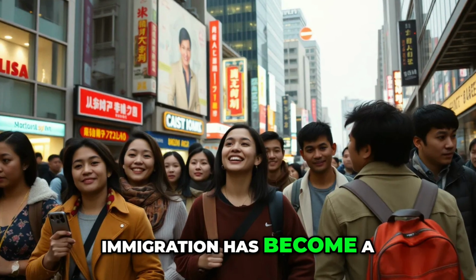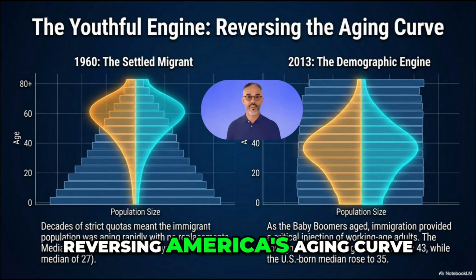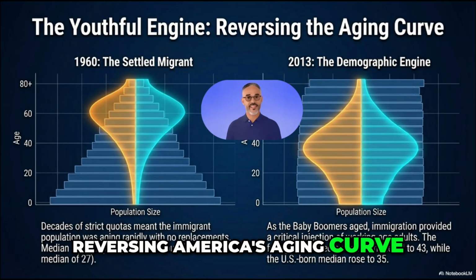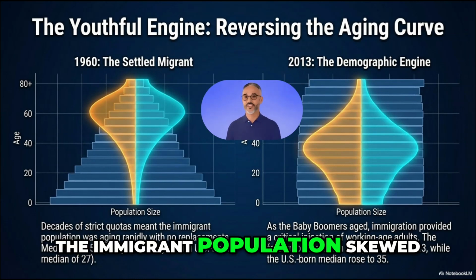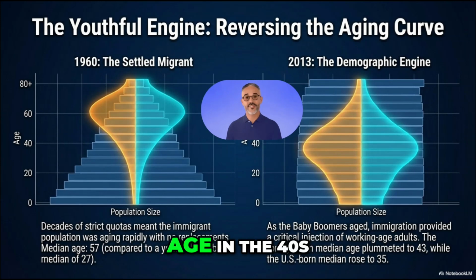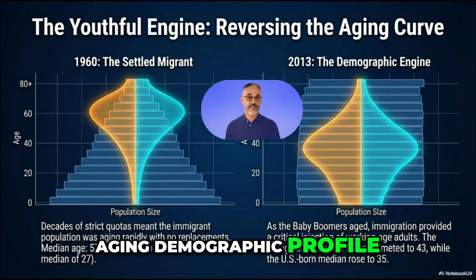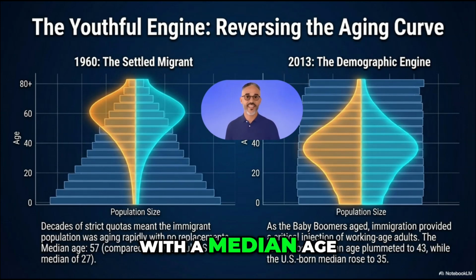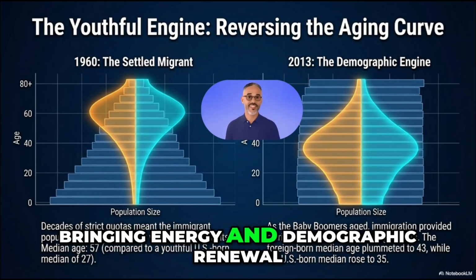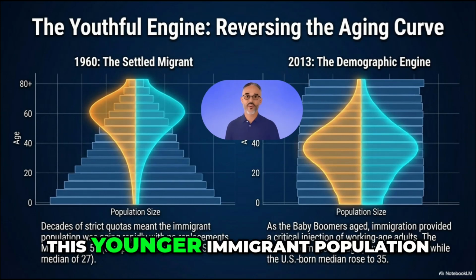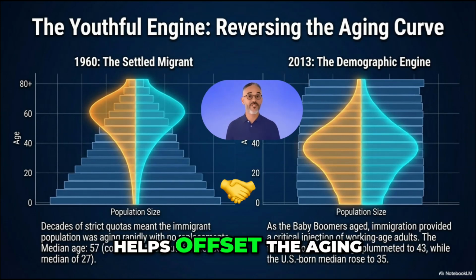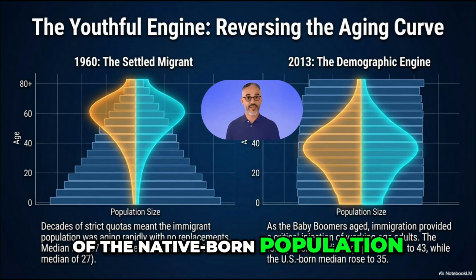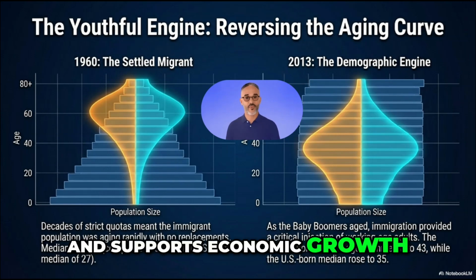Immigration has become a youthful engine, reversing America's aging curve. In 1960, the immigrant population skewed older, with a median age in the 40s, and contributed to an aging demographic profile. By 2013, immigrants were significantly younger, with a median age in the 30s, bringing energy and demographic renewal. This younger immigrant population helps offset the aging of the native-born population and supports economic growth.